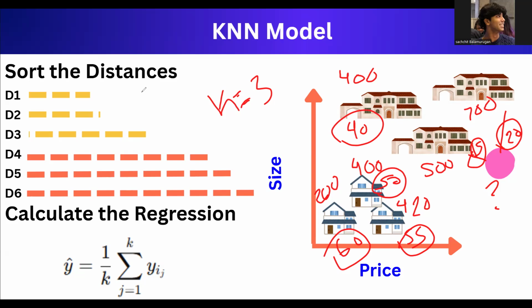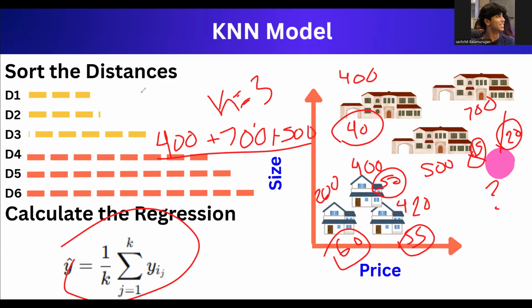So just tell me what are the three houses that are close by? The house that has 400, 500, and 700. So now what do I do in my equation? What do we do? Add those three? Yeah, so we do the adding. The distance or the price? The price. Good. Okay. So we would do 400 plus 700 plus 500 divided by 3.